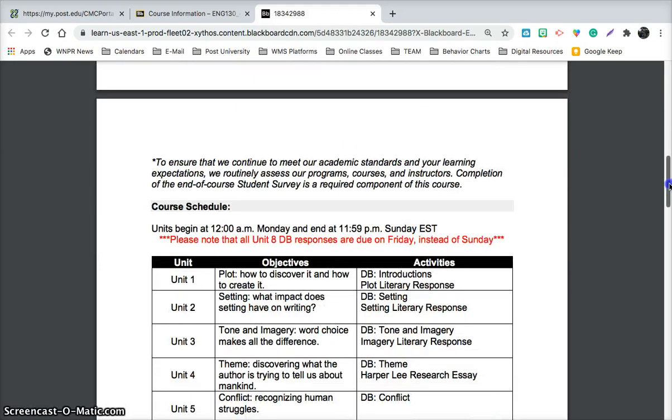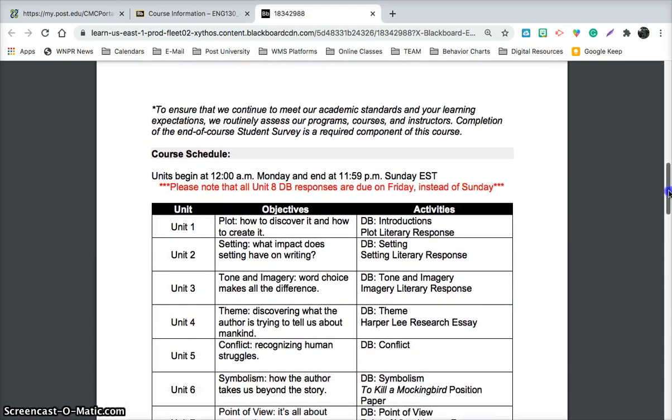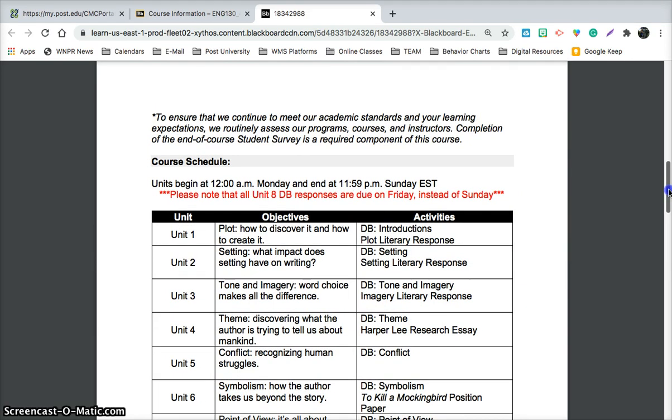To ensure that we continue to meet our academic standards and your learning expectations, we routinely assess your programs, courses, and instructors. Completion of the end-of-course student survey is a required component of this course. So please do the student survey at the end of the course.